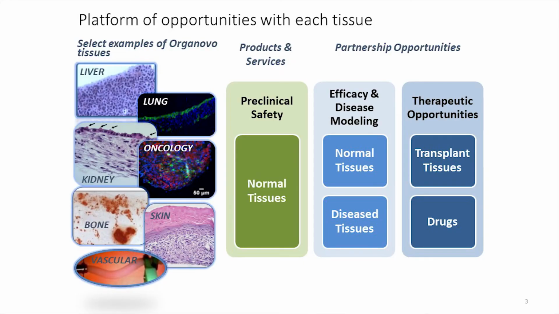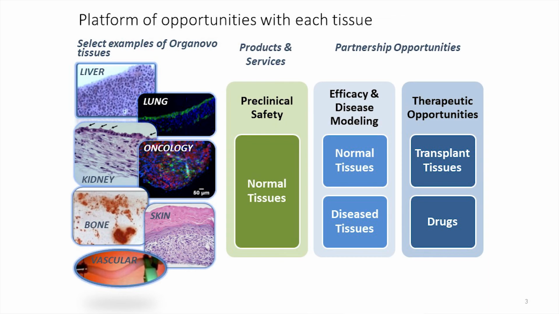Organovo's business model is to leverage different tissues in a number of different verticals, and the verticals are shown on the right of this slide. In brief, there's product and services in preclinical safety, so tox testing, as I mentioned. For that, you use a normal tissue, a tissue that is healthy, made from healthy donor cells. Organovo tends to use mainly primary human cells, and so you offer a normal tissue and test the drug against that.